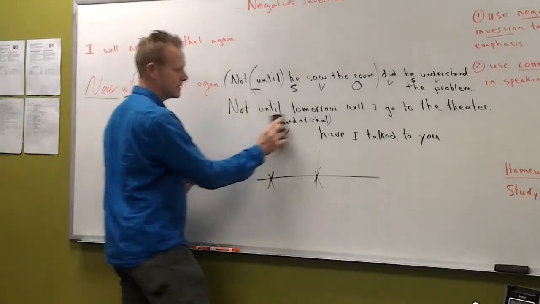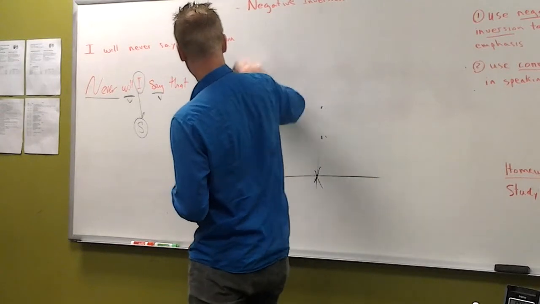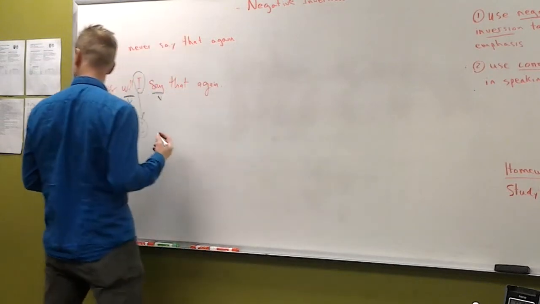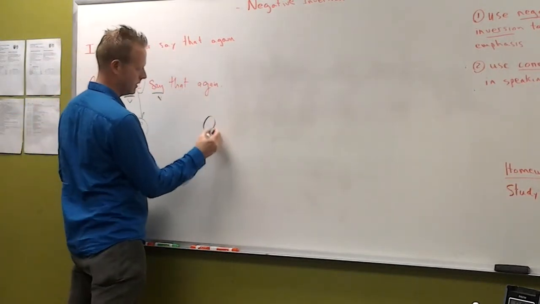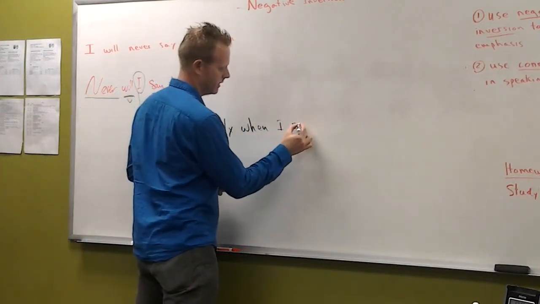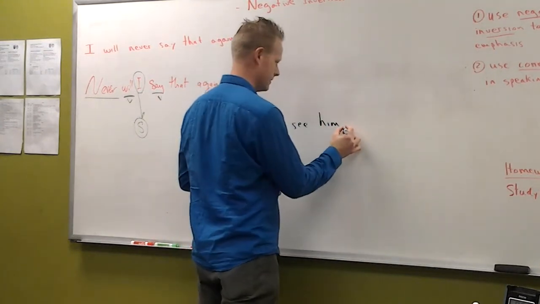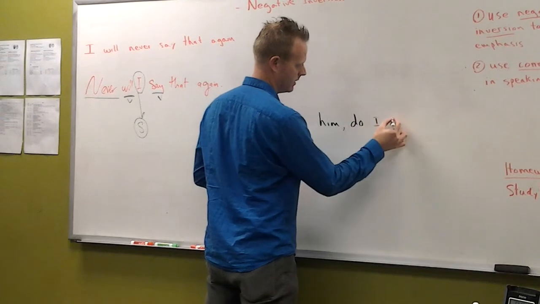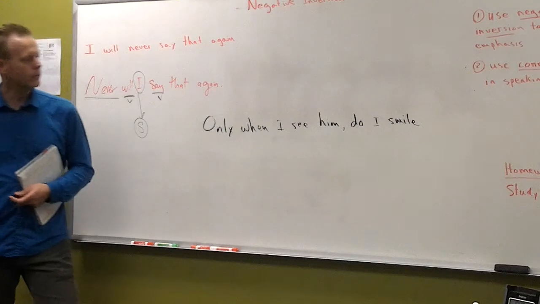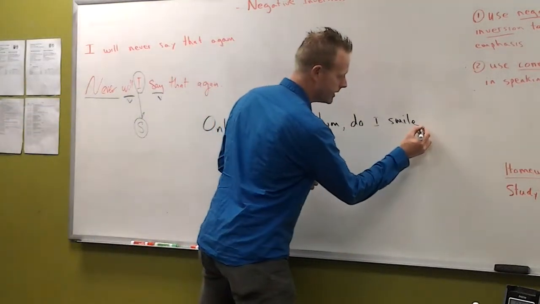Listen, let's get the auxiliary verb in there. Only when I see him, I smile. Can you put a little helping verb in there? Like what? Do. Only when I see him, do I smile? Yeah. Comma or no comma? Comma. Only when I see him do I smile. Good. It is a question, teacher. It is not a question.